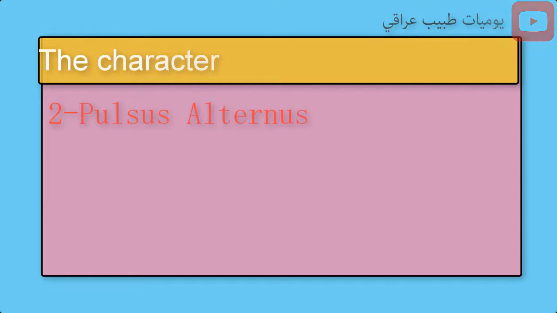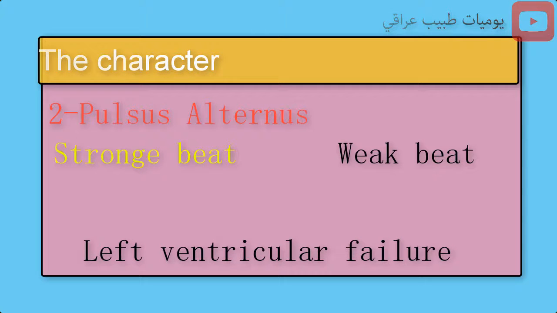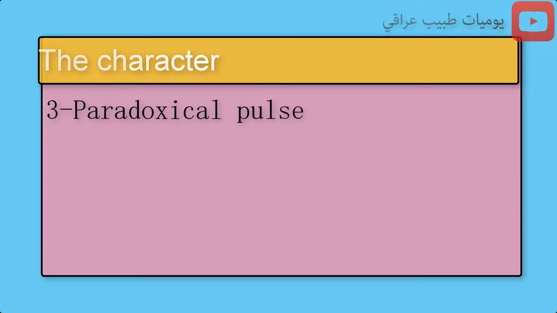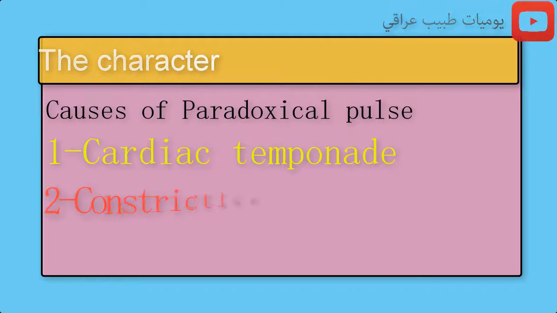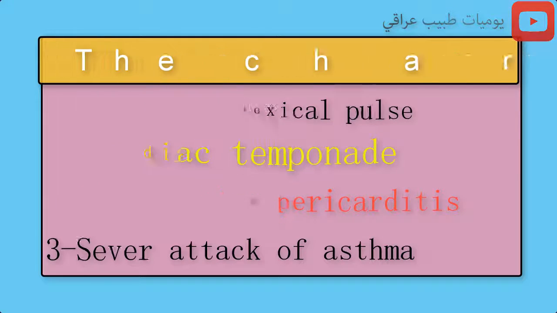Pulsus alternus. It is regular and differs in volume. Example: one beat is strong and the other is weak, and it indicates left ventricular failure. Paradoxical pulse. This pulse disappears with deep inspiration and indicates cardiac tamponade, constrictive pericarditis, and a severe attack of bronchial asthma.